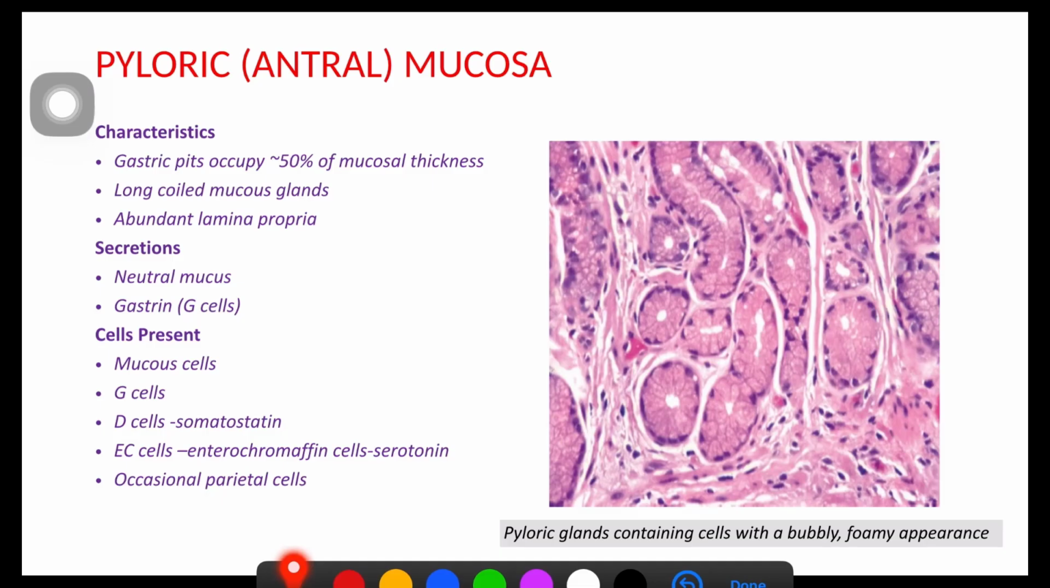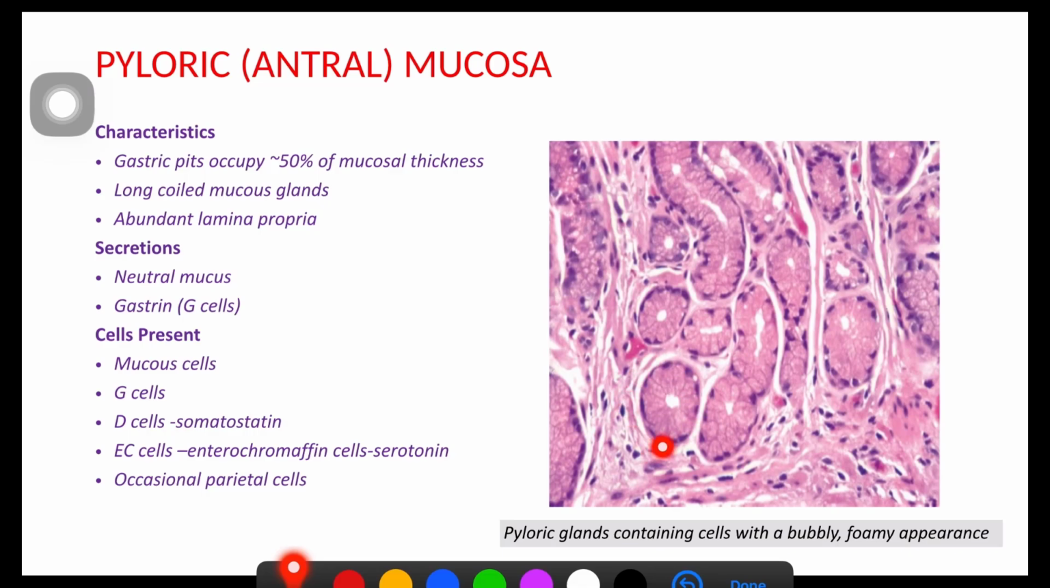Now pyloric or antral mucosa, which is the distal margin of the stomach. So here it contains mostly these pyloric glands. Here also gastric pits occupy around 50% of mucosal thickness. It contains long coiled mucous glands and abundant lamina propria. So here you can identify space between these pyloric glands. This is lamina propria, and its secretion is neutral mucus.